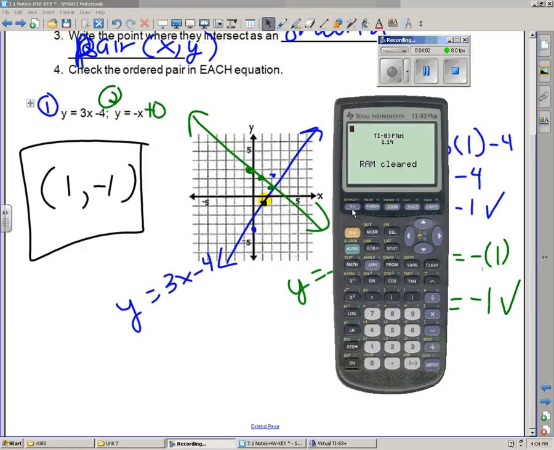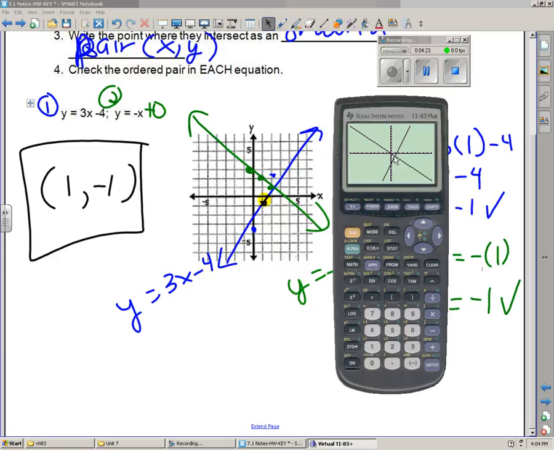Okay, sorry about that. We're back. So let me go back to y equals, and if I type in 3x minus 4, and I graph this line, that's the line that we did in blue. If I now go back to y equals, and I go to y2, and I type in -x, and I graph that line, there's the green line that we typed. The point of intersection you can see is right here.